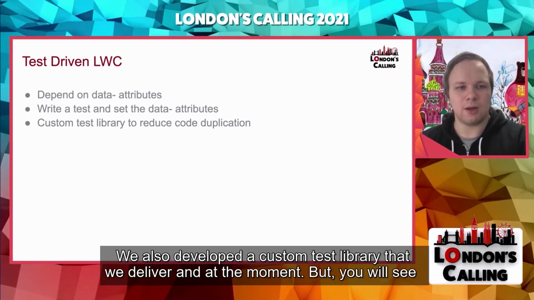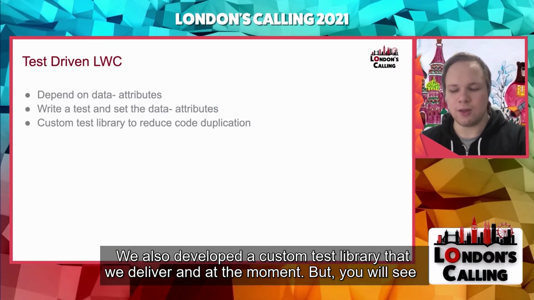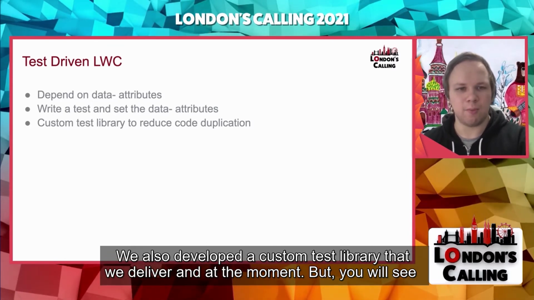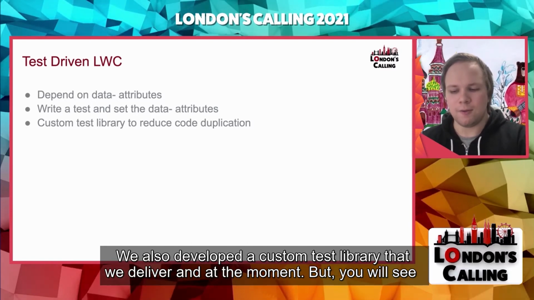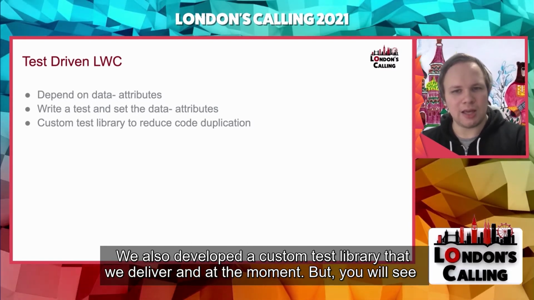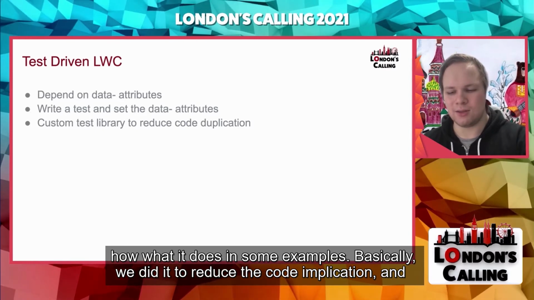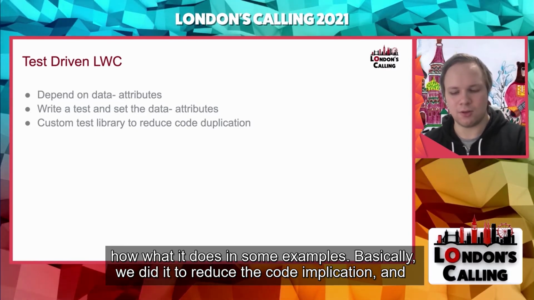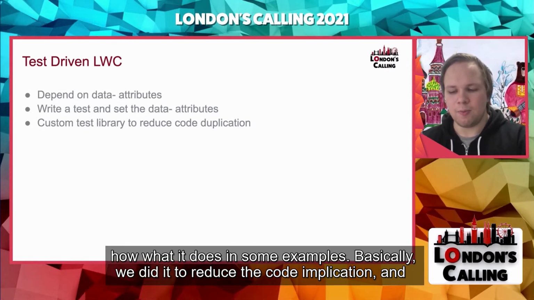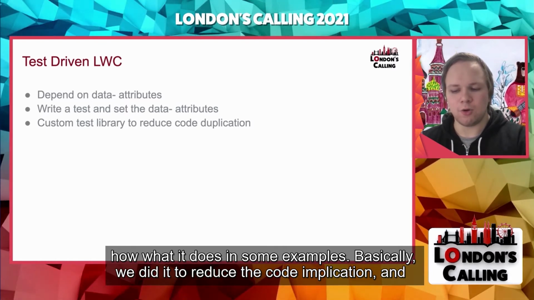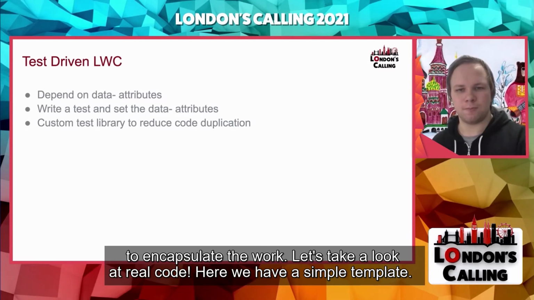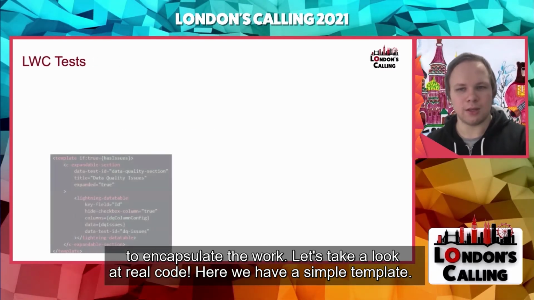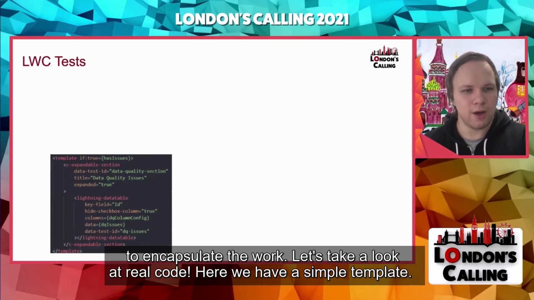We also developed a custom test library that we deliver as an NPM package, only internally at the moment. But you will see what it does in some examples a bit later. Basically, we did it to reduce some code duplication and encapsulate usual checks. So let's take a look at some real code.